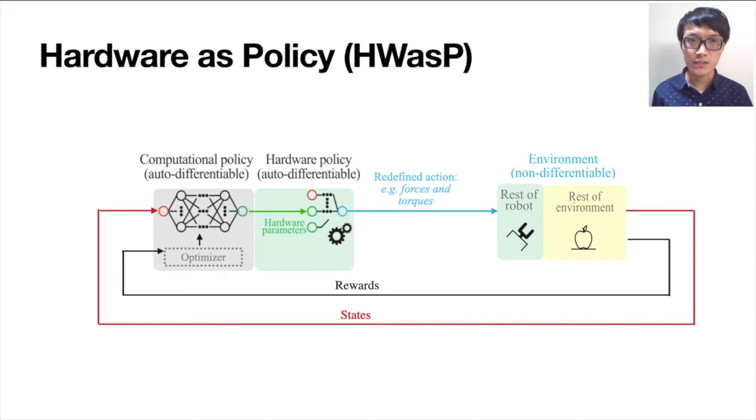Thus, our agent contains a computational component and a hardware component. In this way, gradient can flow over the hardware policy and computational policy via efficient backpropagation. And the hardware parameters and neural network weights and biases can be optimized in the same fashion via gradient descent. We note that the entire training happens in simulation, and after that, we build the physical robot based on the optimized hardware parameters and deploy the computational policy to this robot.